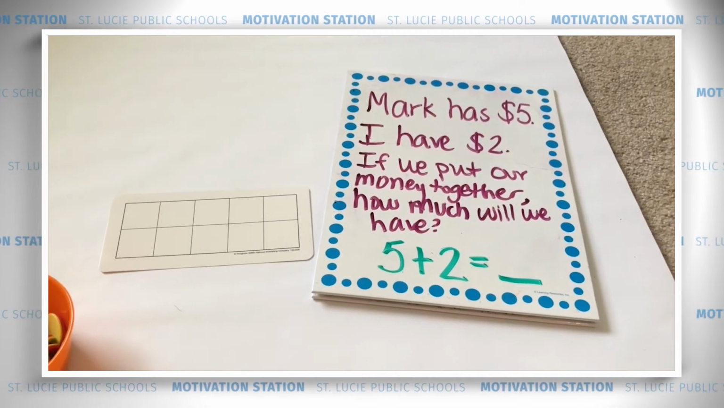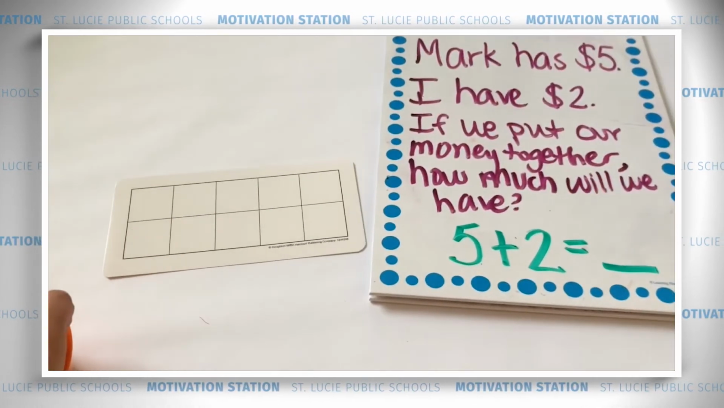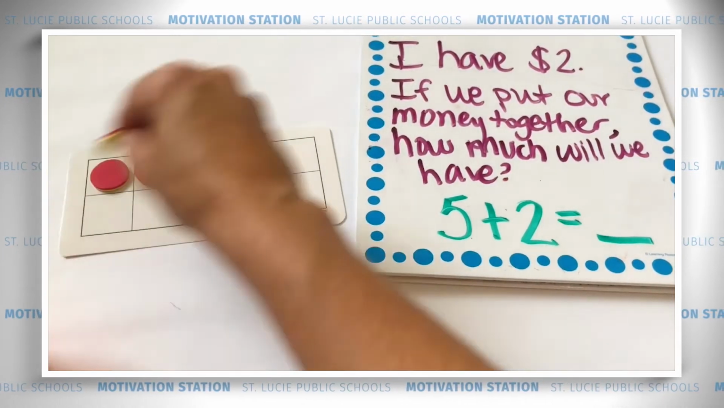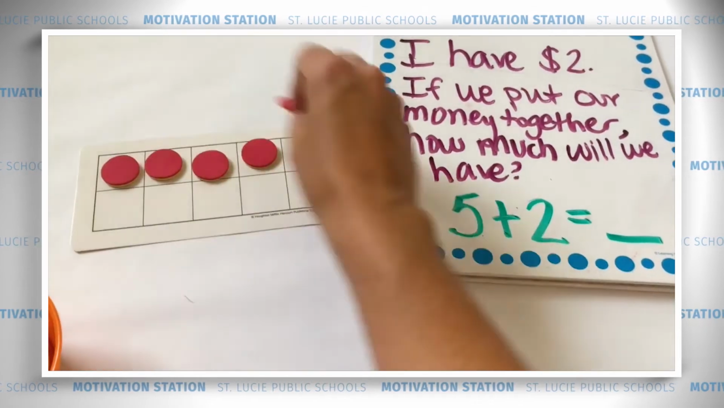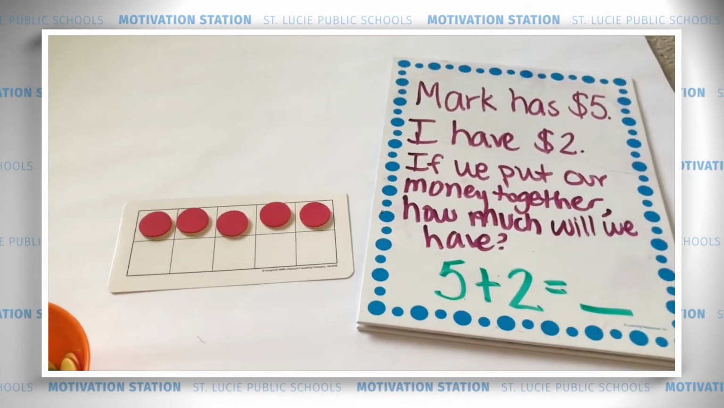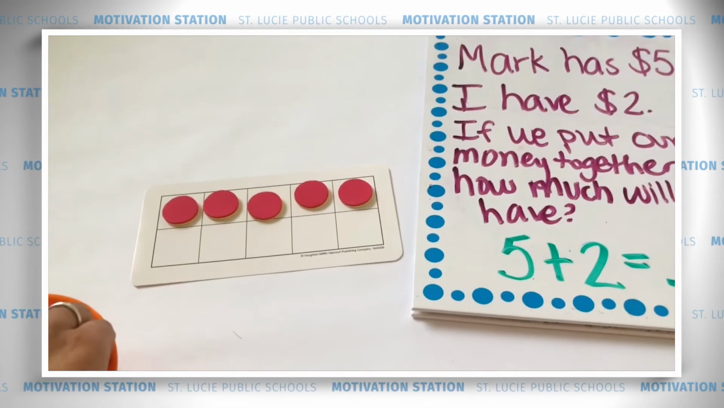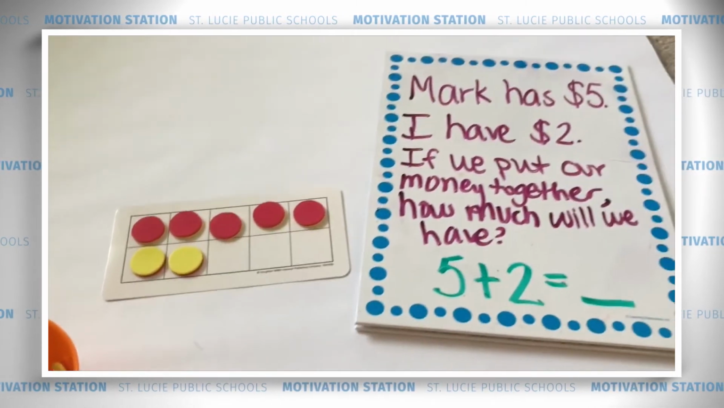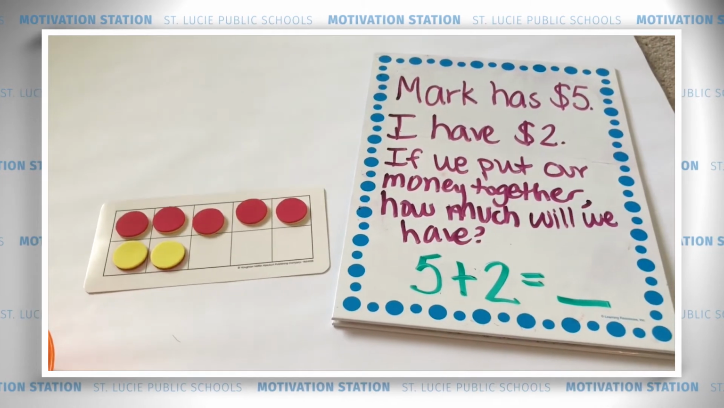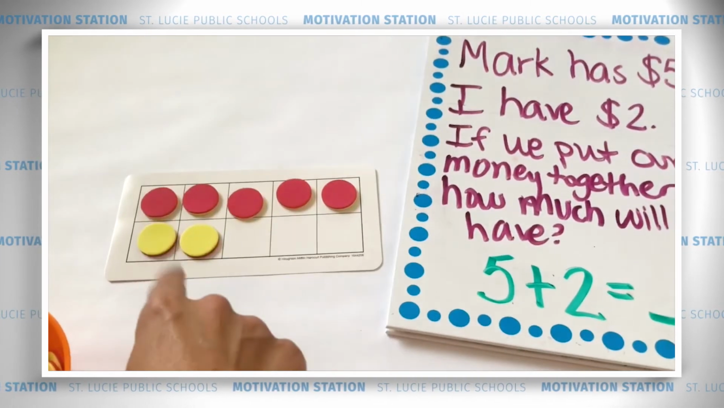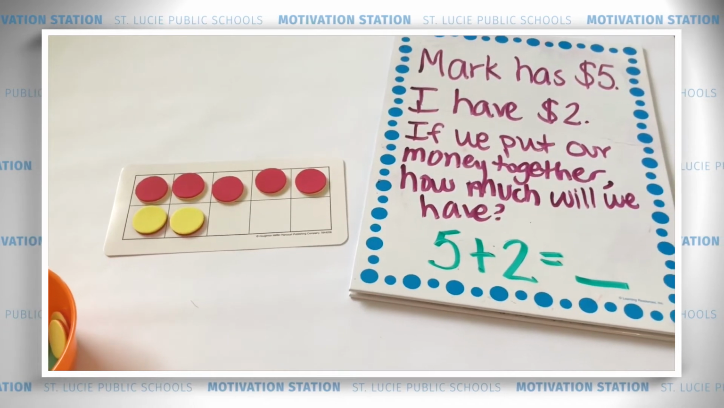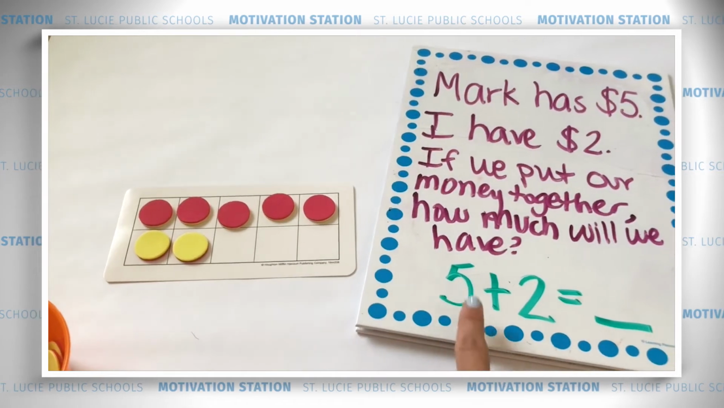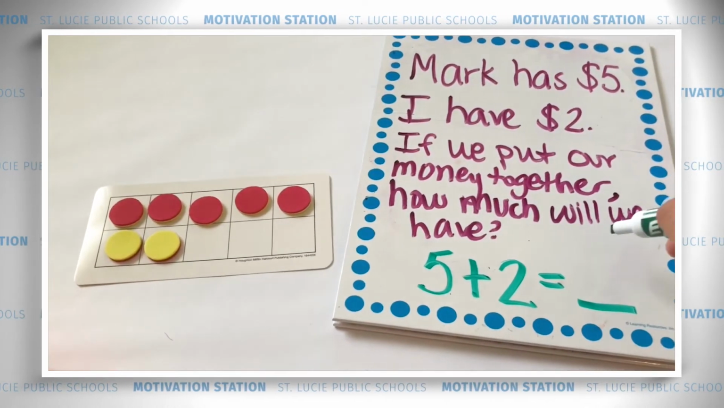How many reds will you place on the 10 frame first? That's right, 5. I don't have to count because I know my top row will be filled up. Now, how many yellows will you place? 2. Great job. Now, how many counters are on the 10 frame? I have 5, 6, 7. So how much money do I have? 7. Now, let's finish this equation. 5 plus 2 equals 7.